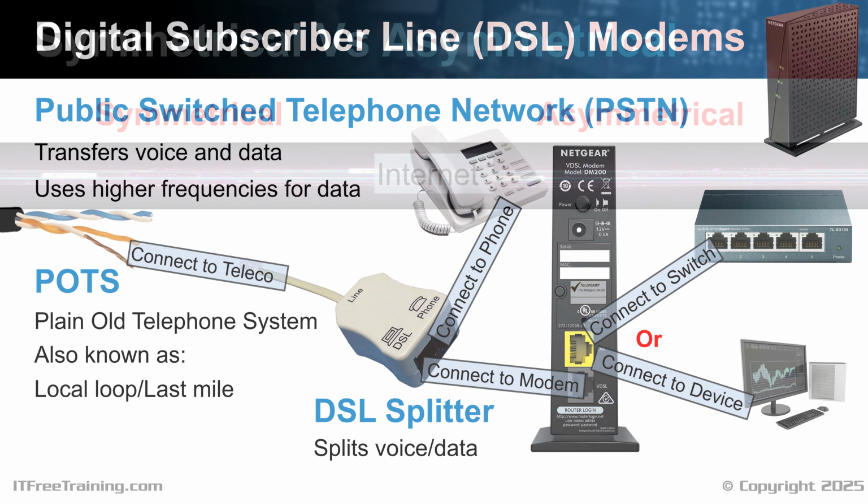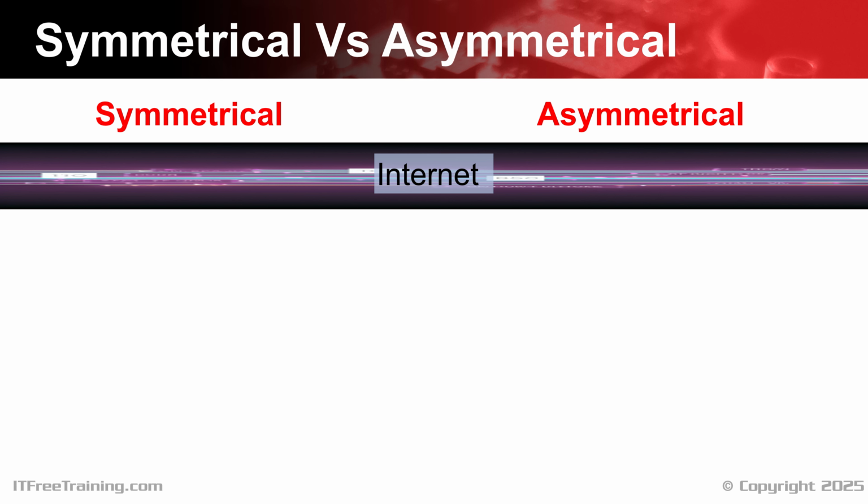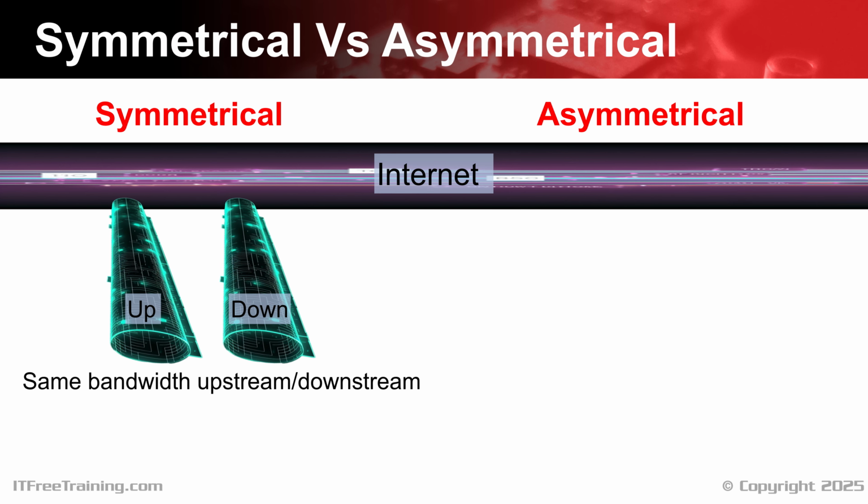Let's have a look. There are many different types of DSL, but the two main ones you will come across are symmetrical and asymmetrical. Symmetrical has the same amount of bandwidth for upstream and downstream. The speed you can transfer data up and down should be the same. Symmetrical is often used by businesses.